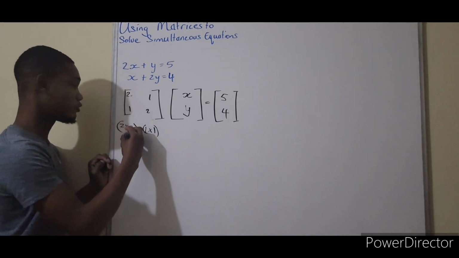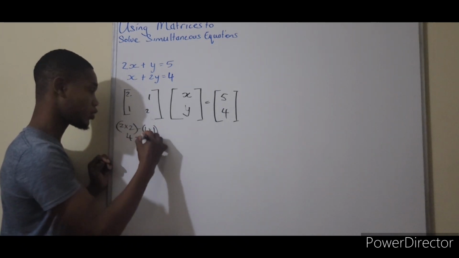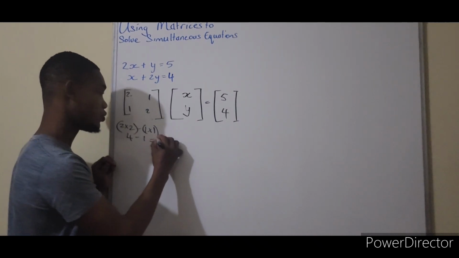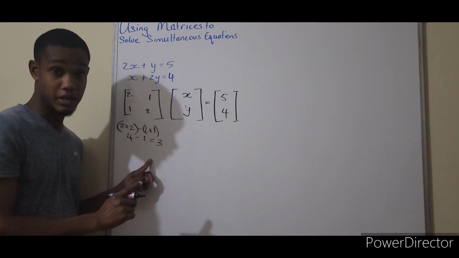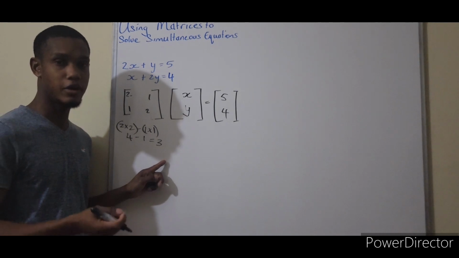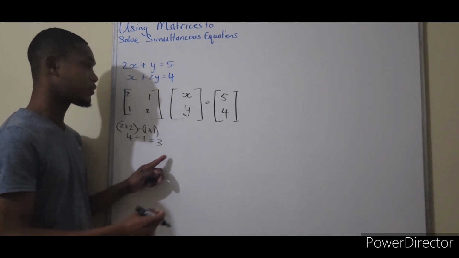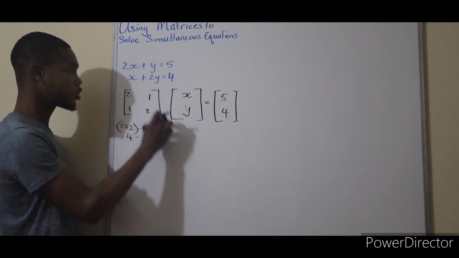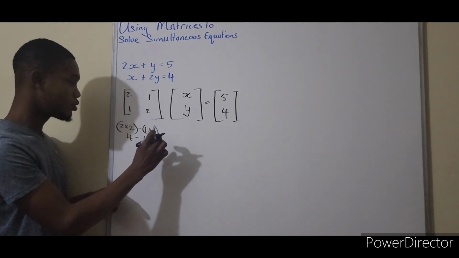So 2 times 2 is 4, minus 1 times 1 is 1, so that gives you 3. That gives you the determinant. After you find your determinant, you find your adjoint. The adjoint is to switch the leading diagonal around.